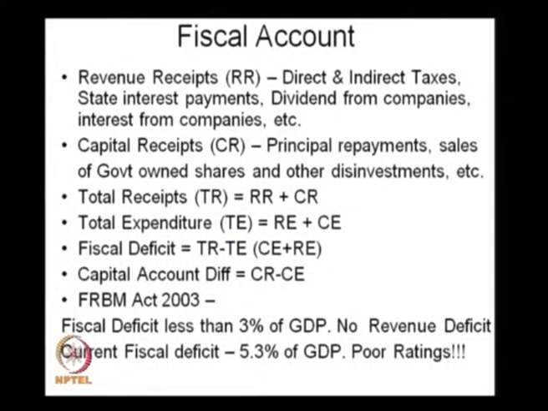Suppose the government is also a shareholder, it invests in shares in its public sector enterprises, and it decides to sell those shares. So, the sales of government owned shares, the income that it gets also get into the capital receipts. If it is disposing of some of the capital expenditure that it has, that also gets into the capital receipts of the government. So, the total receipts includes the capital receipts and the revenue receipts.